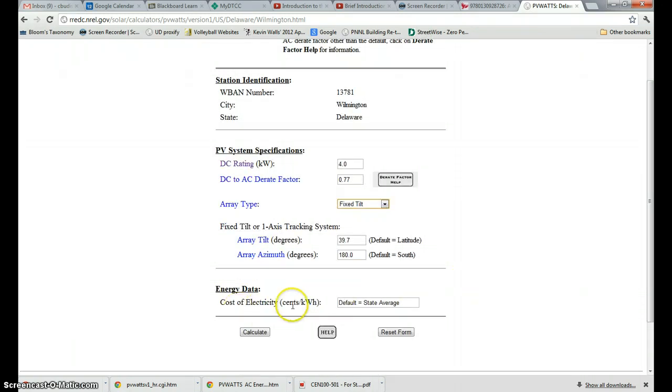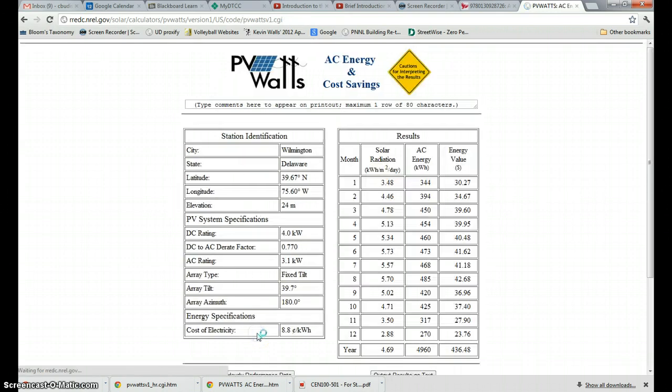Okay, now, the cost of electricity. Since we don't have a grid-connected system, this is not going to matter for our evaluation or our class. But if you're ever in a situation in the future where you do have a grid-tied system, that's what you want to look at. It'll calculate stuff for you. Okay, so let's hit calculate.